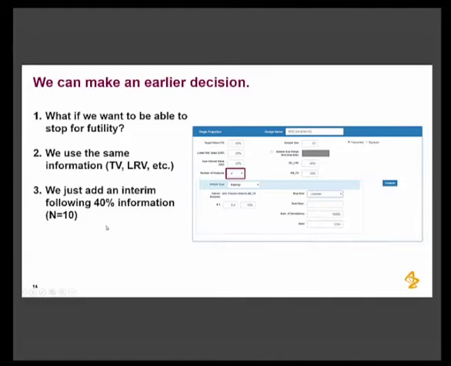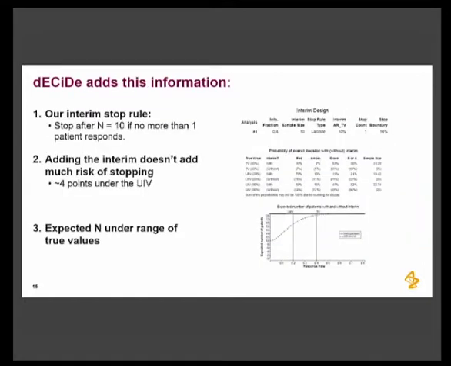So we choose futility for this, and we're going to add the interim following 40% information. So with a 25 sample size, we're going to do an interim after 10 patients. DECIDE then gives you a large amount of other information, the first of which is what the stopping criterion actually is. So in our example, following 40% information, if you have no more than one response, then you intend to stop that expansion and stop development.